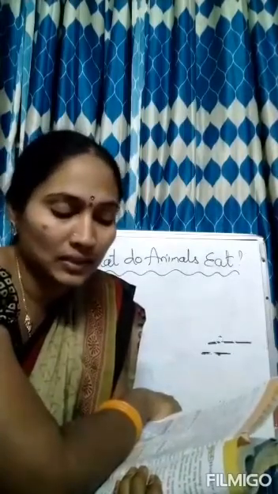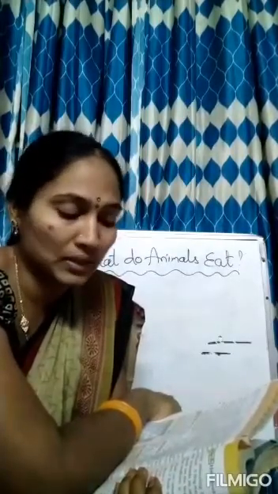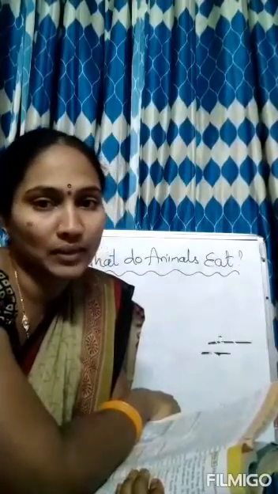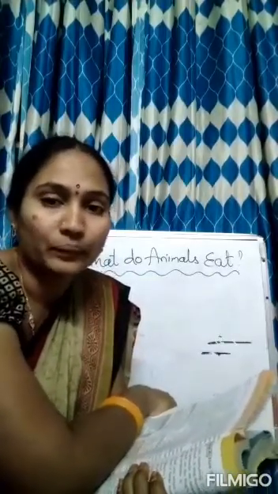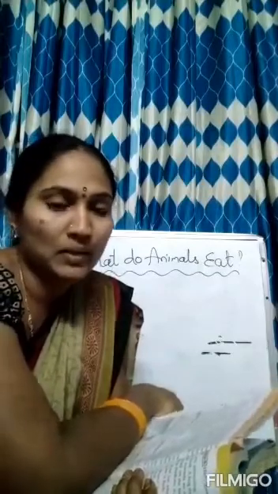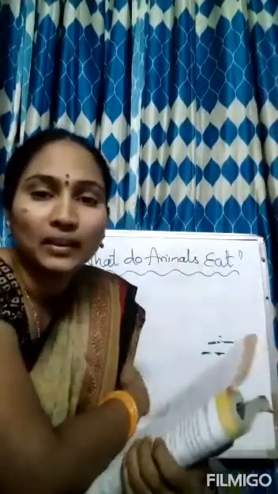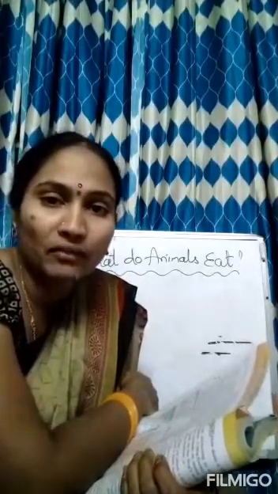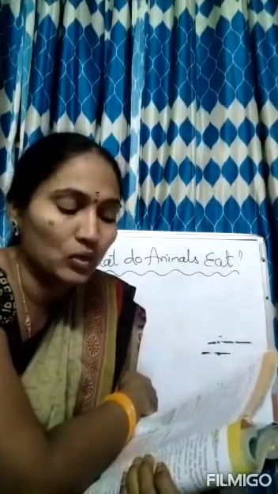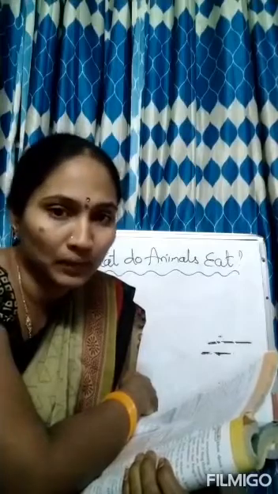Have you seen vultures? They have strong hooked beaks to tear the flesh of animals. So vultures eat all the flesh of the animals. For that they have a hooked beak like this. So they'll tear it. The beak helps to tear the flesh of the animal.